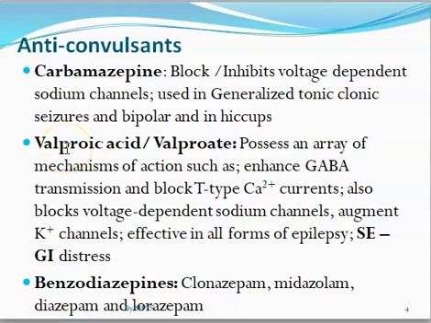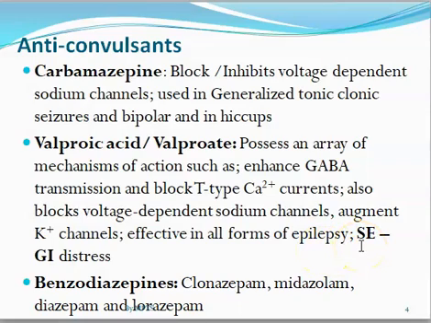Now, valproate or valproic acid. This one has very many mechanisms. That's why it is effective against all forms of epilepsy. One, it can enhance the GABA transmission, because we know GABA is an inhibitory neurotransmitter. It can also block the T-type current and also block the voltage-dependent sodium channels. At the same time, it can also augment the potassium channel. Of course, you know, when you augment potassium channels, it shall lead to hyperpolarization. Now, because of these mechanisms, valproic acid is effective in almost all forms of epilepsy.